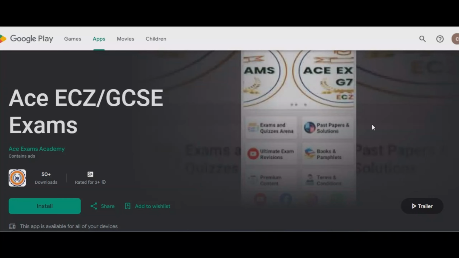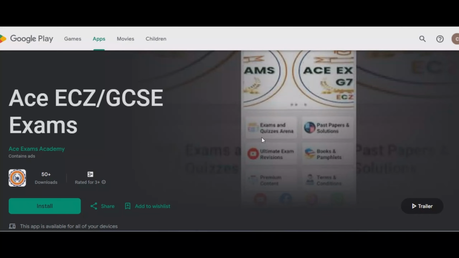The good news is now our companion app is available on Google Play Store. All you have to do is open your Google Play Store, search for ECZ GCSE Exams. Once you do that, you're going to see the app pop up, then just click install.